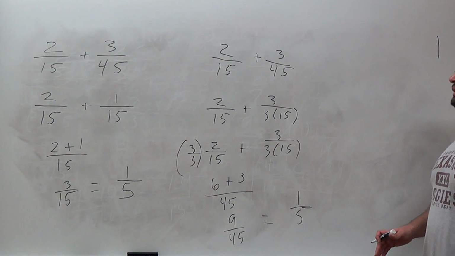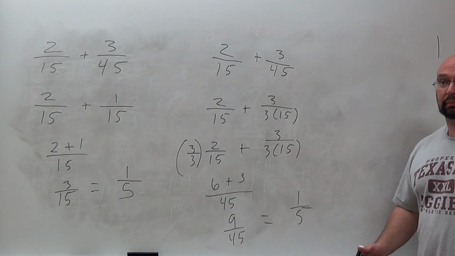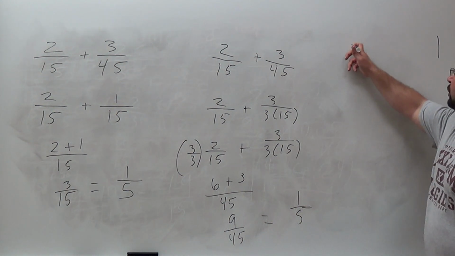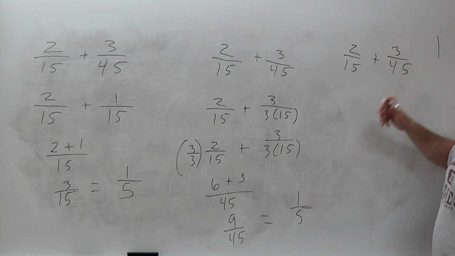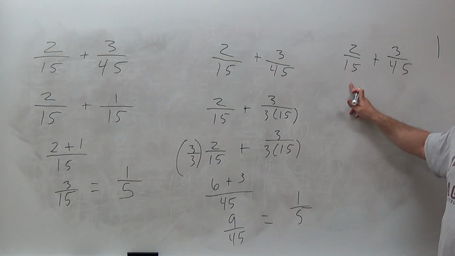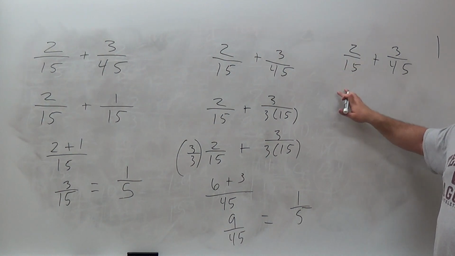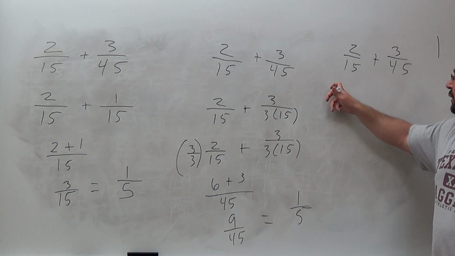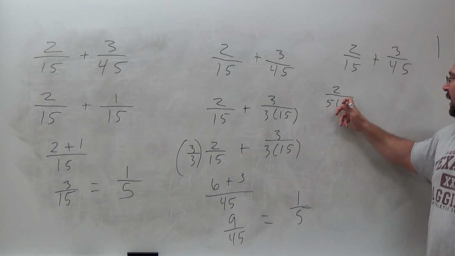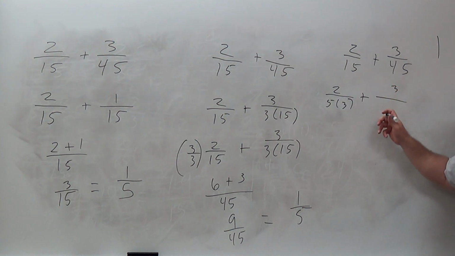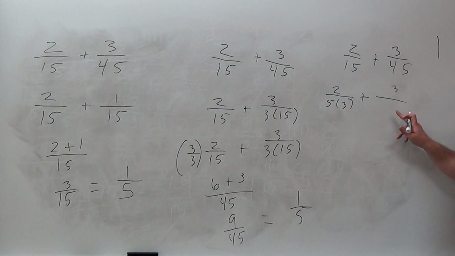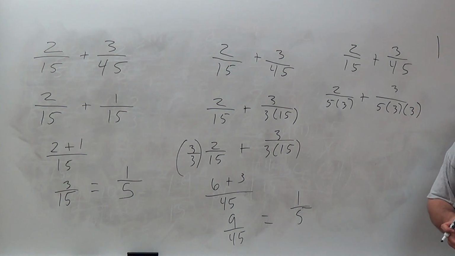And you say, well, bumble sticks, I wouldn't even have caught that. Okay. 2 over 15 plus 3 over 45. Well, I know that this is divisible by 5, right? So I break it down to its prime factors. So here's 2 over 5 times 3, plus 3 over, well, this is 5 times 9, but I know I can break 9 down. So this is 5 times 3 times 3. Is everybody with me? Okay.